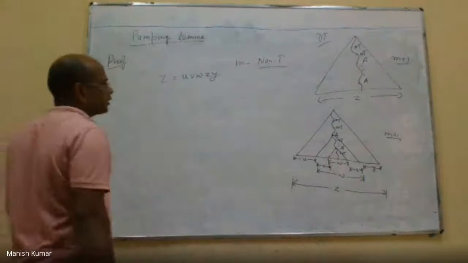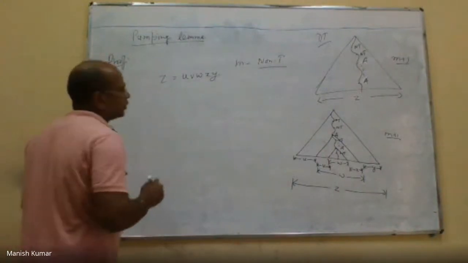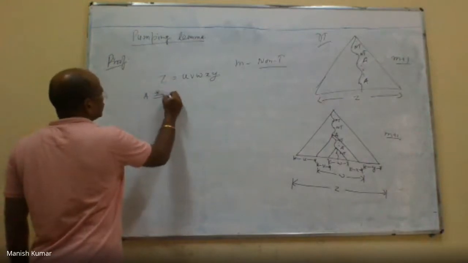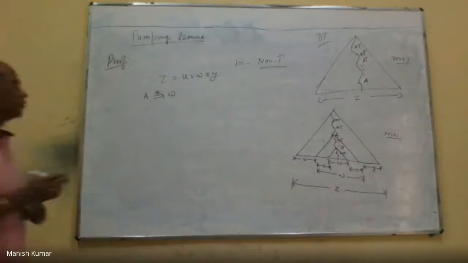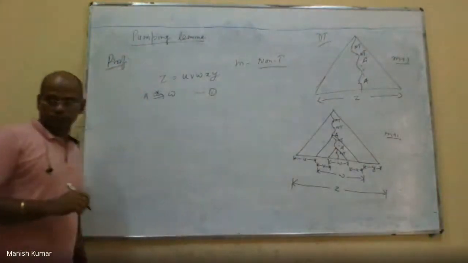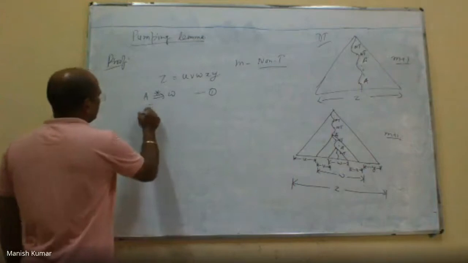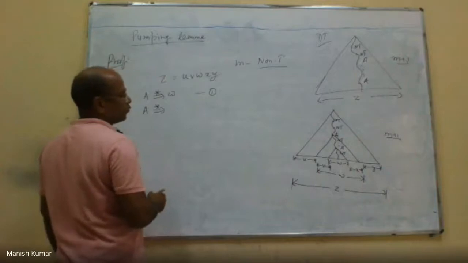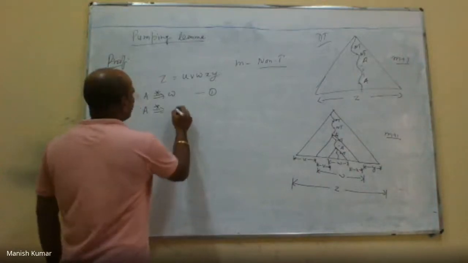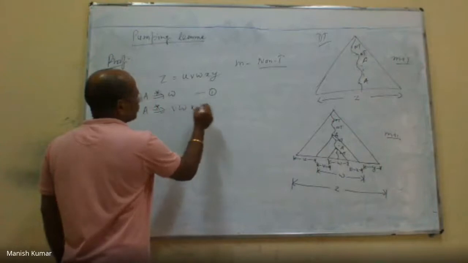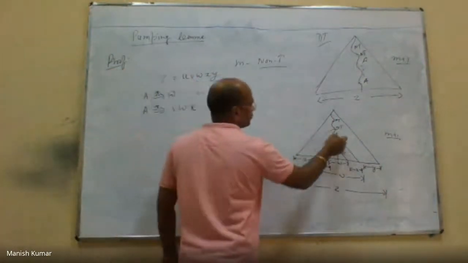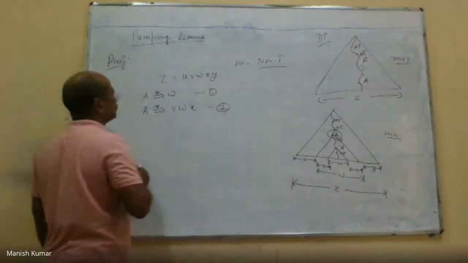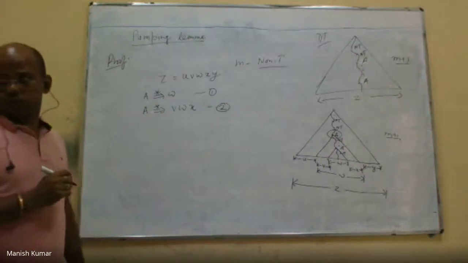Now from this figure, which is a derivation tree, I can get that A can generate this w string. I'll write this as 1. Then A can generate v A x also, if you consider this particular one. This is 2.